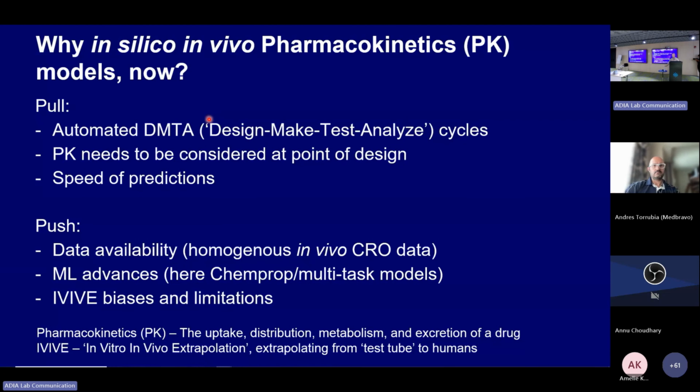Why is that actually the case? There are a few factors, quite a lot actually. There were pull and push factors. So one is to automate those cycles. Chemists that design new drugs want to consider that late stage parameter very early on.